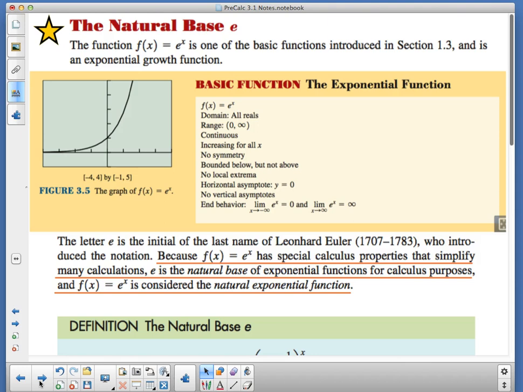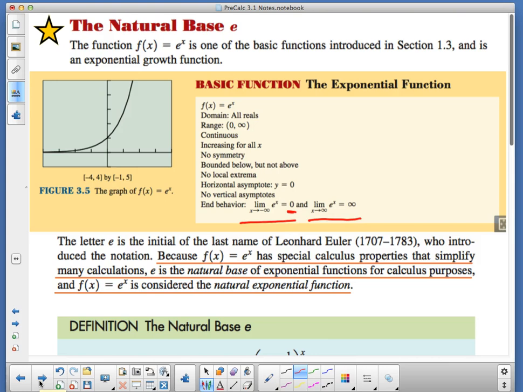So now we're looking at the exponential function. It's just kind of a review of what we just looked at. It's one of the basic functions introduced in section 1.3 and is an exponential growth function. Remember, it's bounded below, with horizontal asymptote y equals 0, and from negative infinity to infinity, that's the domain. The range is 0 to infinity. There isn't any local extrema or anything for maxes or mins. We're looking at vertical asymptotes. There isn't one, but again, it's a horizontal. And remember, the horizontal is really defined by its end behavior.